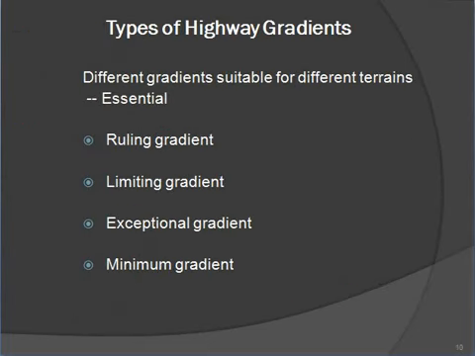Now let us discuss types of highway gradients. What gradients are there? Different gradients suitable for different terrains are: first, rolling gradient; second, limiting gradient; third, exceptional gradient; and fourth, minimum gradient.